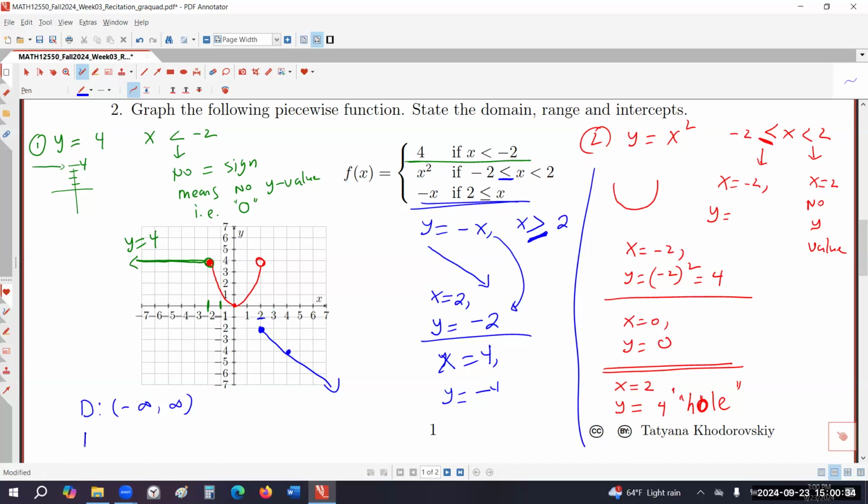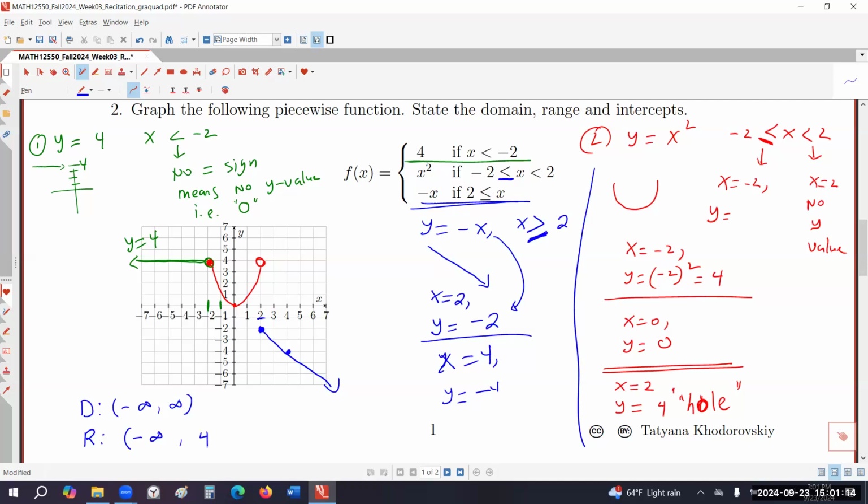But the range is actually not the same. Range means observe your y-axis. What do you see in the function? How is the function moving in terms of the y-axis? Negative infinity. And it's true, the highest point is 4. The lowest point is negative infinity, the highest point is 4. But did you use everything from negative infinity to 4?